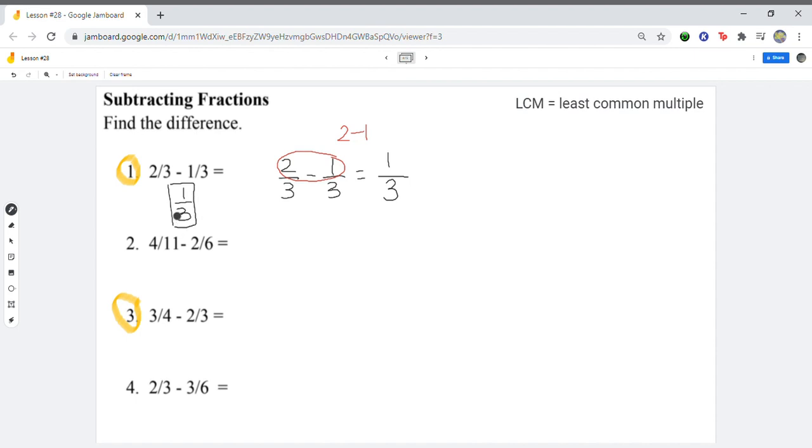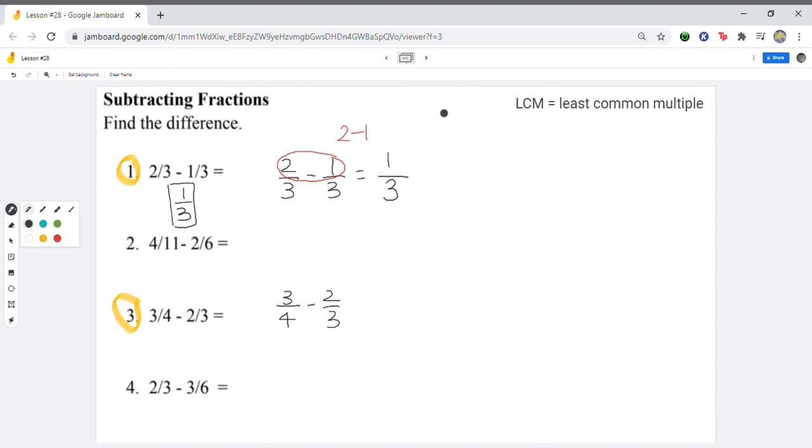Now that was pretty easy, but I'm going to do another case where we don't have a common denominator, and I'm going to teach you how to find the common denominator. So we have 3/4 minus 2/3. As you can tell, they do not have a common denominator. One has a denominator of 4, the other has a denominator of 3. Now how do we find the common denominator?